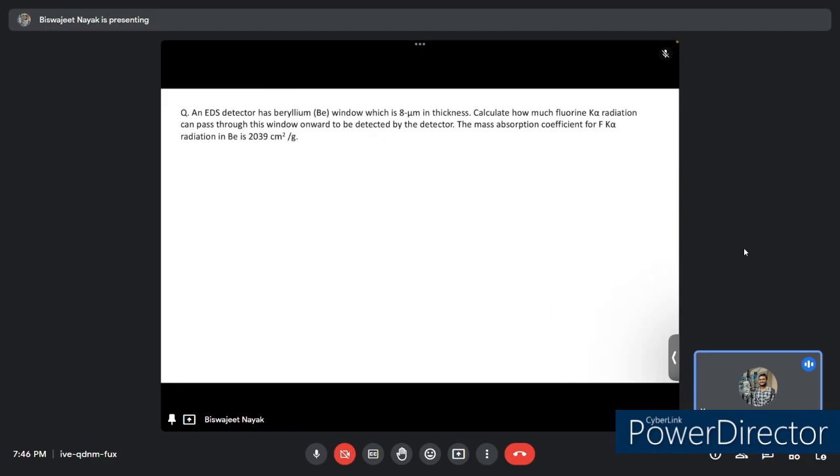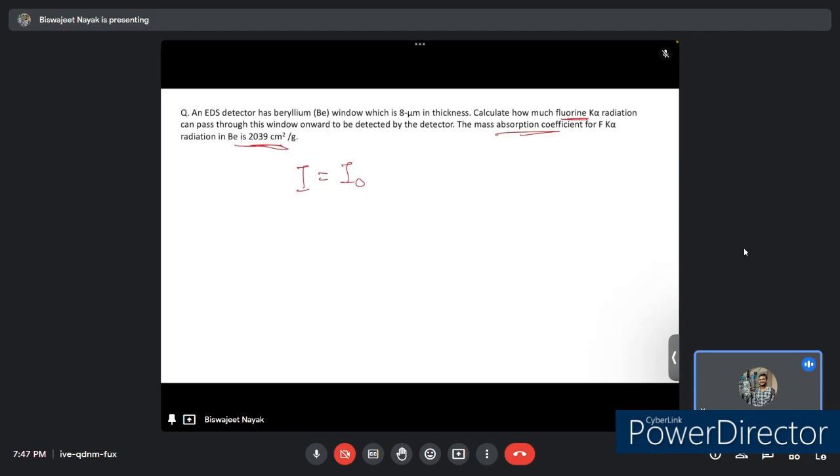Here's one question. An EDS detector has a beryllium window which is 8 micrometer thick. How much fluorine K alpha radiation can pass through this window to be detected by the detector? For fluorine K alpha, the mass absorption coefficient in beryllium is given as 2039 centimeter square per gram.